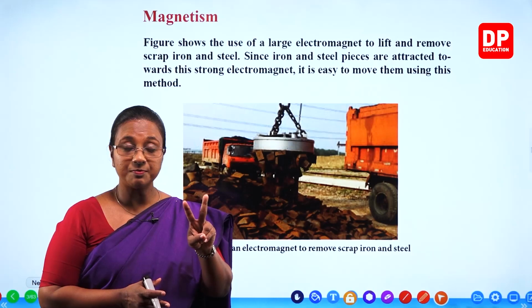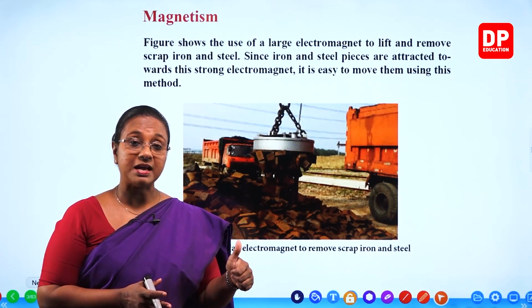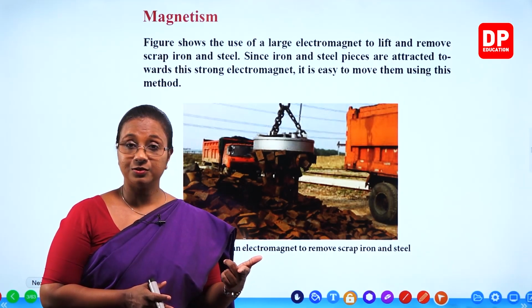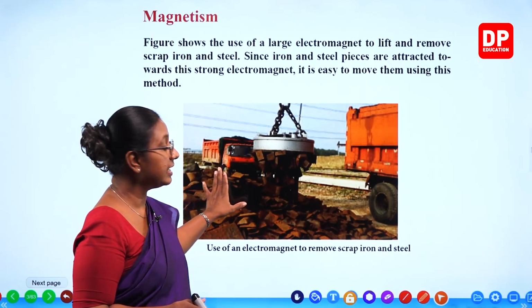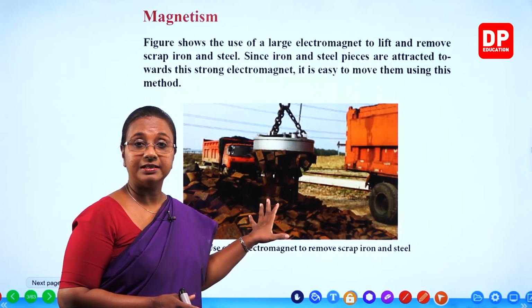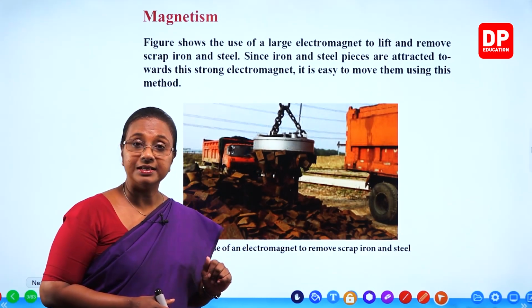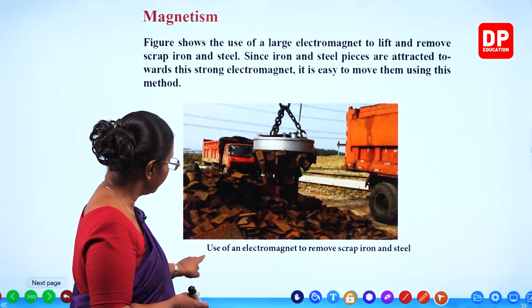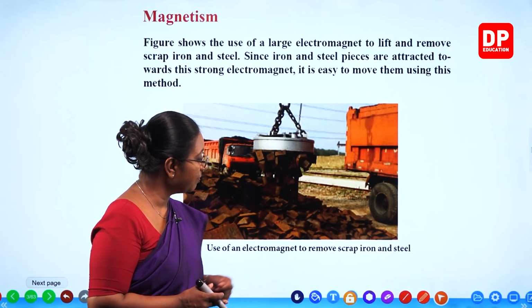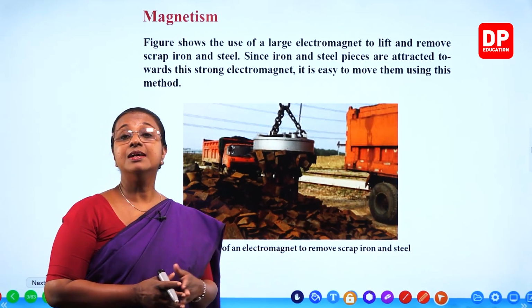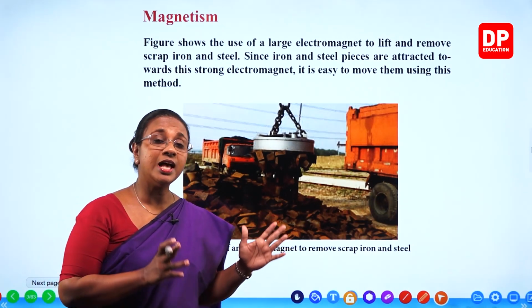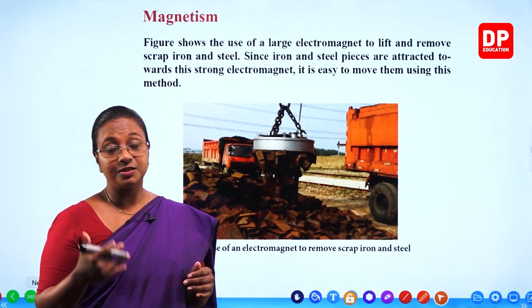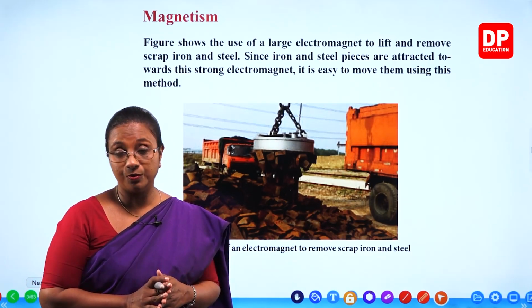There are two types of magnets. One is the permanent magnet, the other one is the electromagnet. So what you see here is electromagnet and electromagnetism. If you look at the title of the diagram, use of an electromagnet to remove scrap iron and steel. So, both iron and steel get attracted to magnets, that you know.